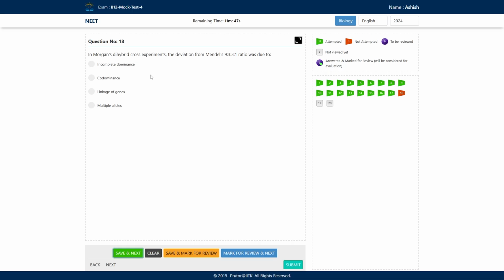Now next, in Morgan's dihybrid cross experiment, the deviation from Mendel's 9:3:3:1 ratio was observed due to. Morgan was carrying out dihybrid crosses in Drosophila melanogaster, and he was studying sex-linked inheritance. In the F2 generation, he observed a deviation from Mendel's typical phenotypic ratio of 9:3:3:1. So this was due to what phenomenon? First is incomplete dominance, second is codominance, third is linkage of genes, fourth is multiple alleles. What would be the correct answer?